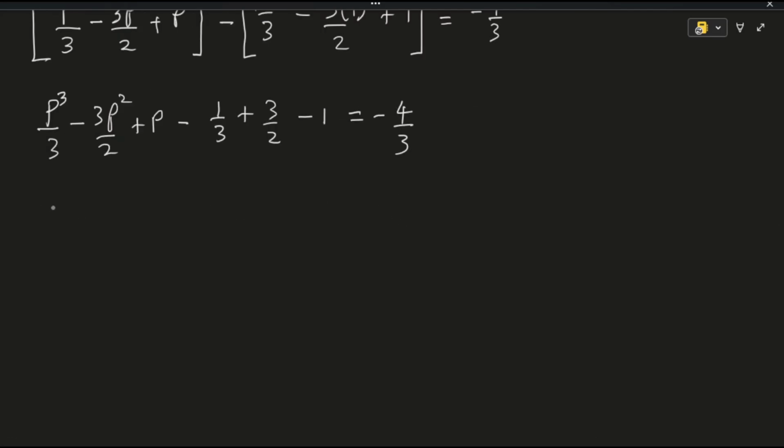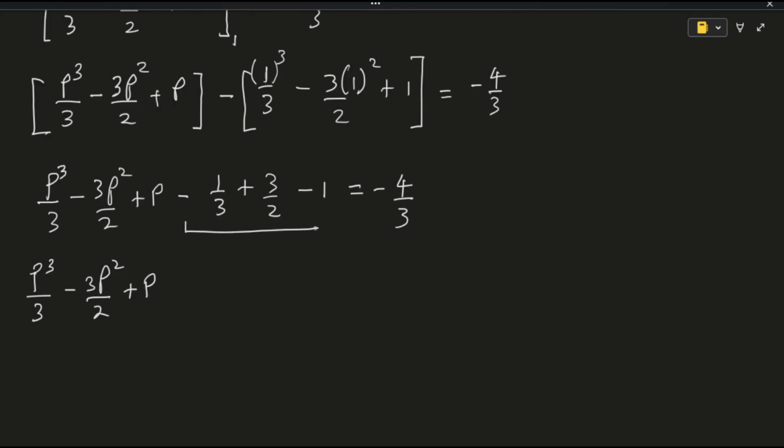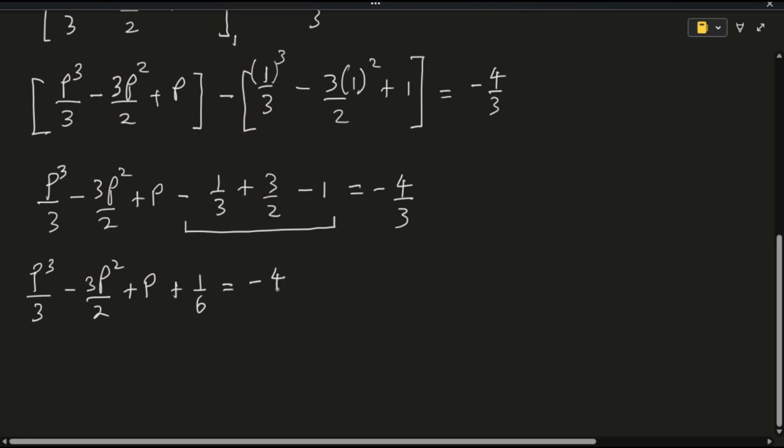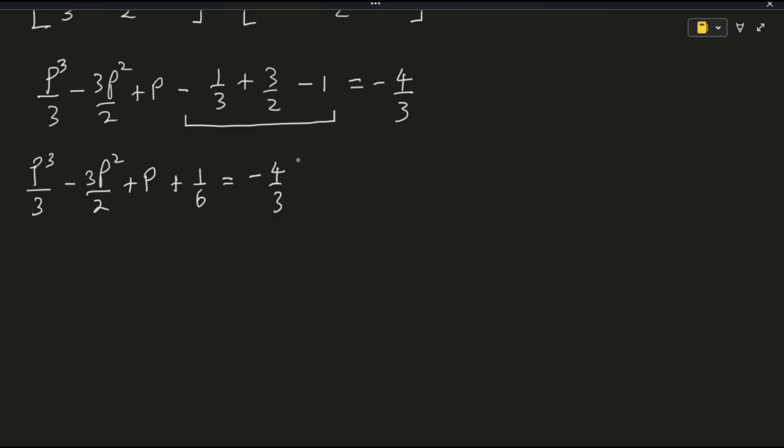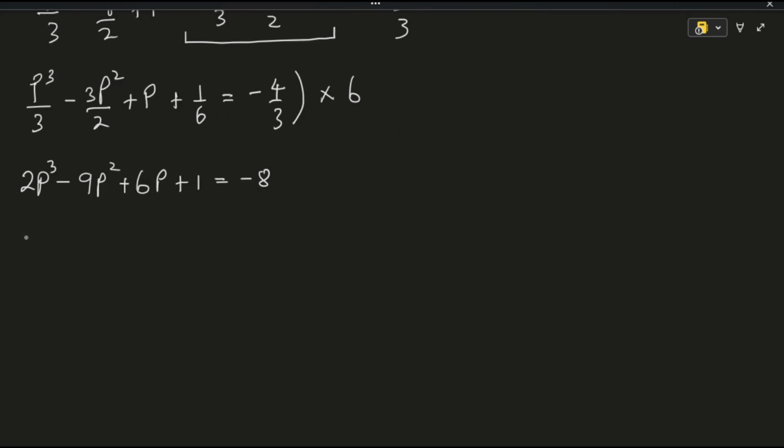So if we simplify further, we're going to get... now this part of the fractions will give us 1/6, then -4/3. Now let's clear the fractions by multiplying through by 6. So we're going to have a cubic polynomial.